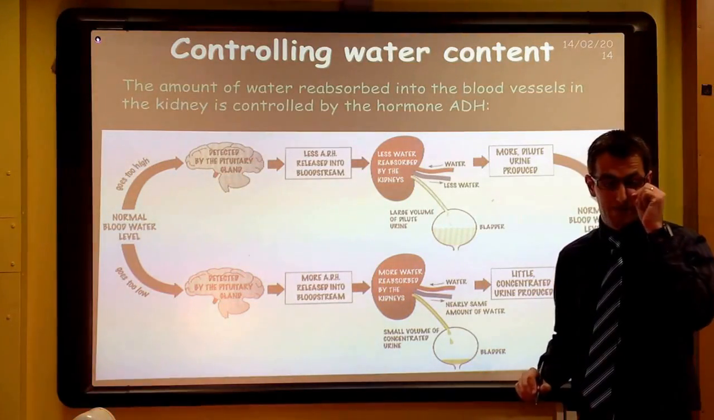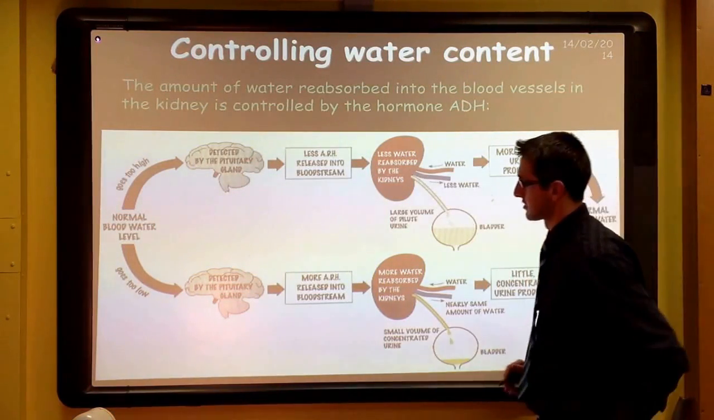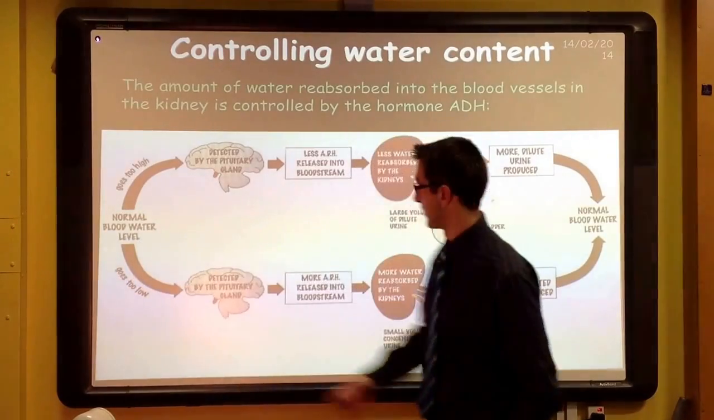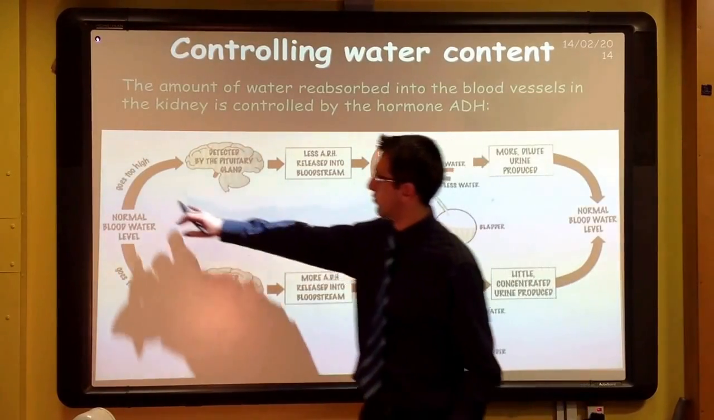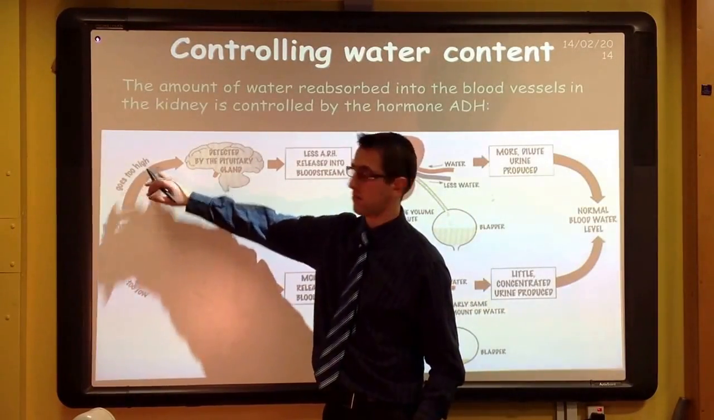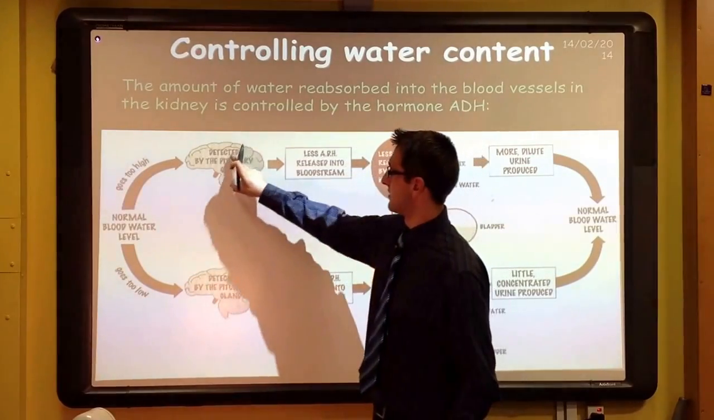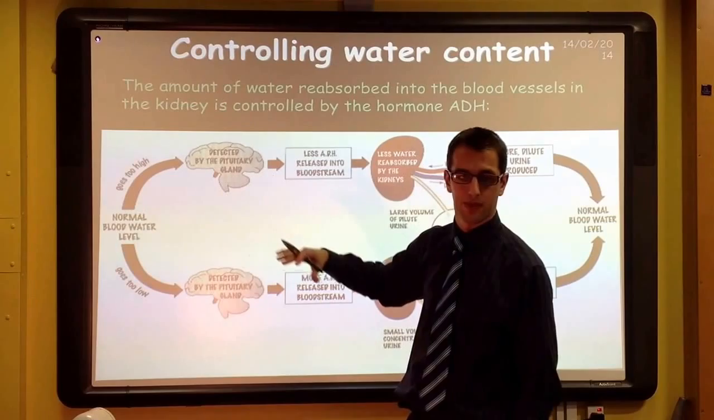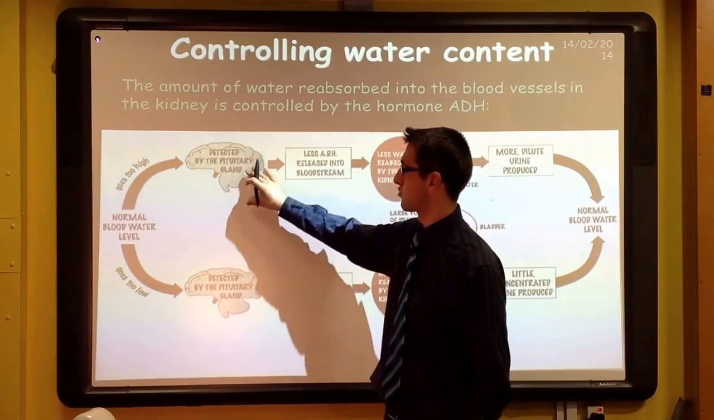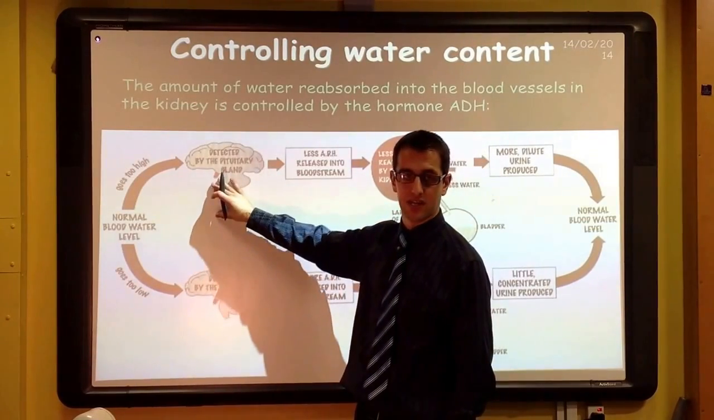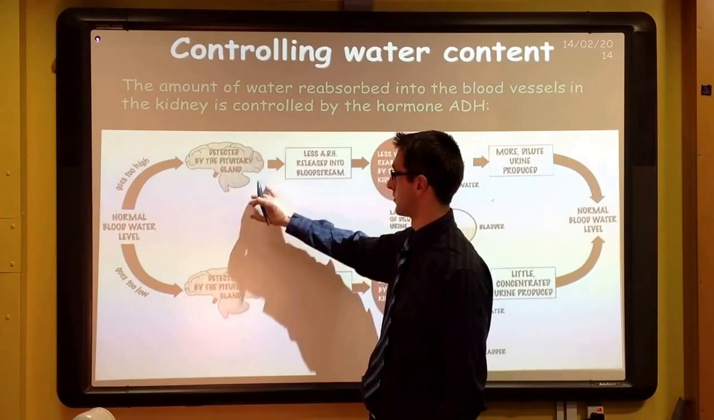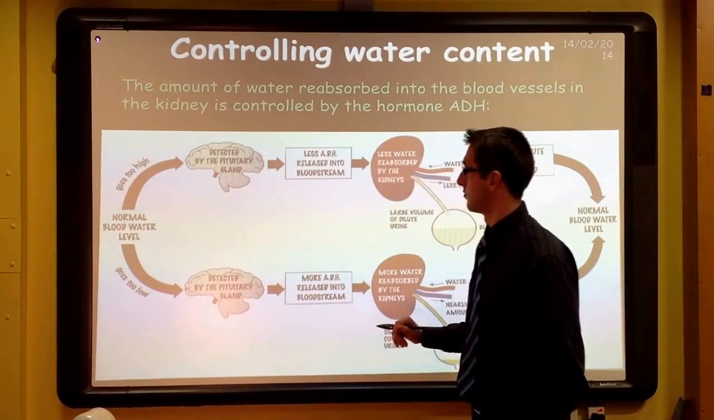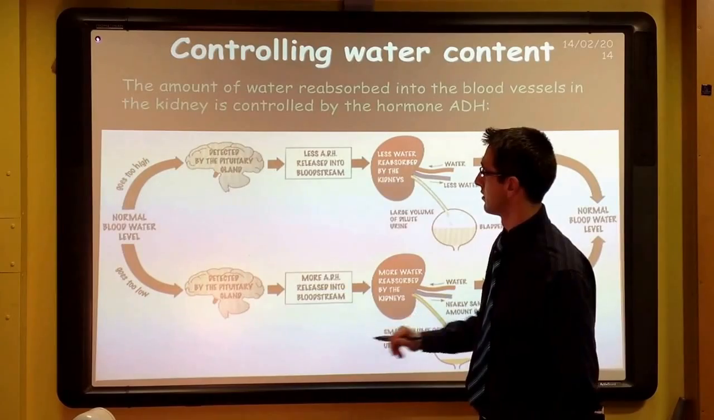So in the same way we had a flow diagram before, this could be a very similar sort of idea. Normal water levels must be resumed at all times. So if the water gets too high in the blood, it's detected in the pituitary gland in the brain. So this is, going back to your nervous system, the central nervous system doing the detecting and bringing about the right response. So the pituitary gland detects the increase in blood water content.